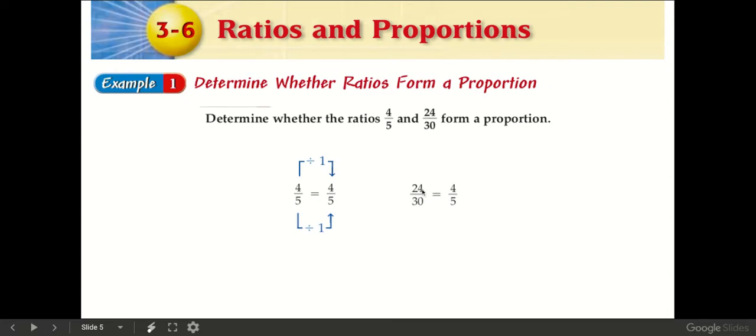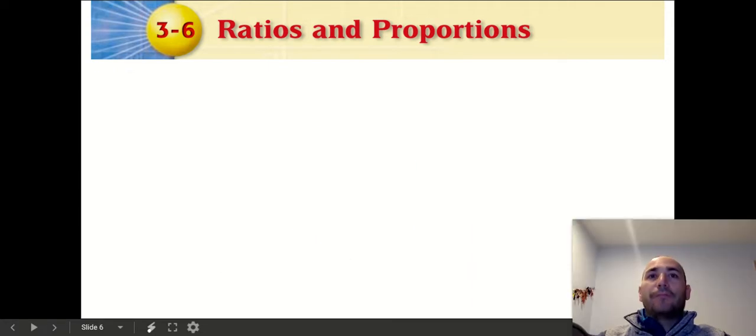Now, 24 over 30, both of those numbers are divisible by 6. So 24 divided by 6 is 4, and 30 divided by 6 is 5. So if you notice, 4/5 and 24 over 30 both simplify to 4/5. Since they both simplify to the exact same fraction, that means they are equal, which means since the ratios are equal, they form a proportion. So yes, 4/5 and 24/30 do form a proportion because both of those fractions are equal to each other.